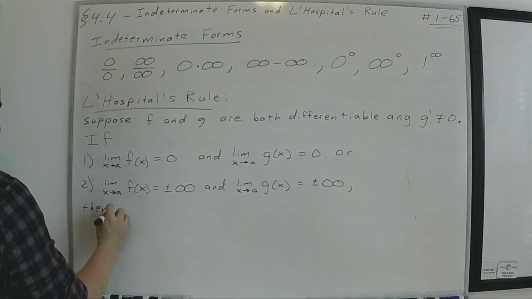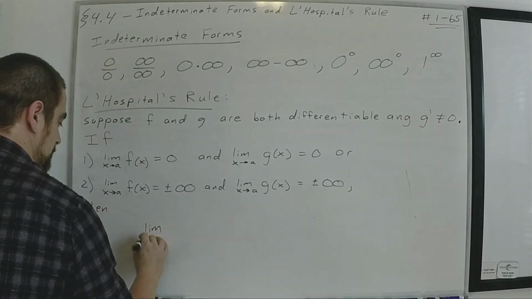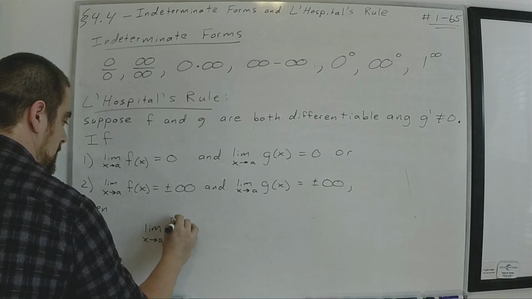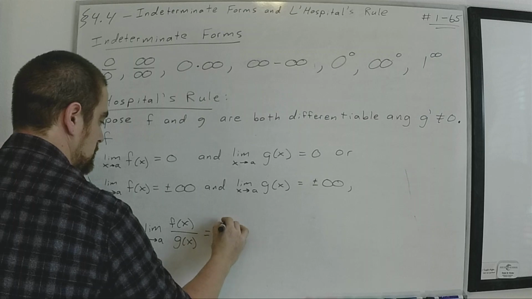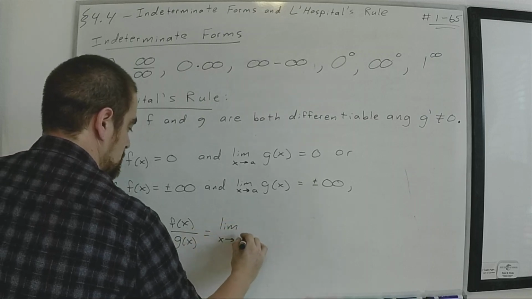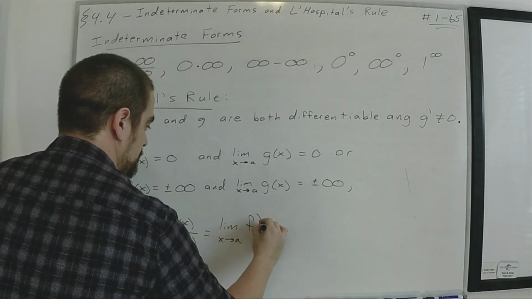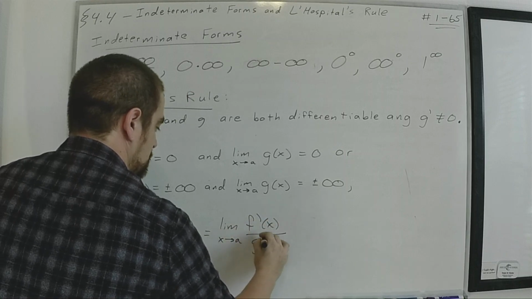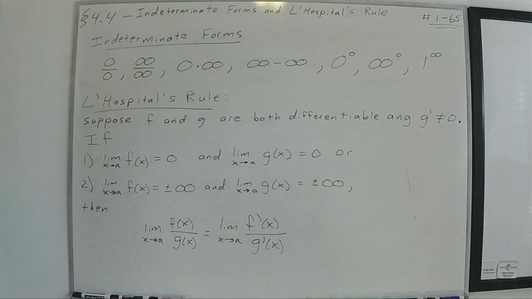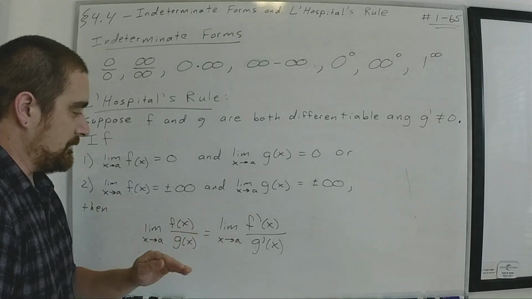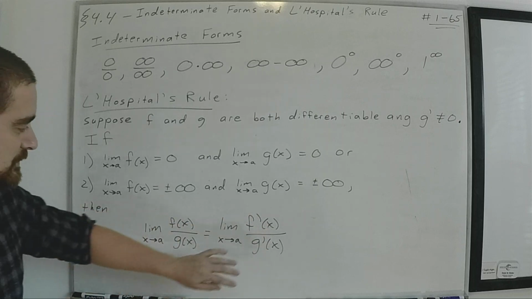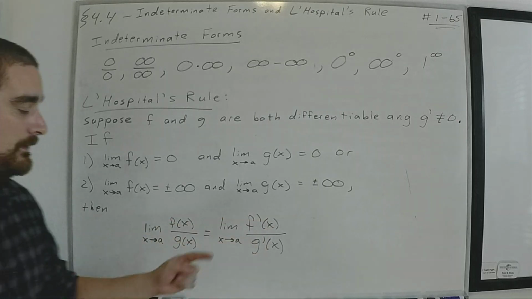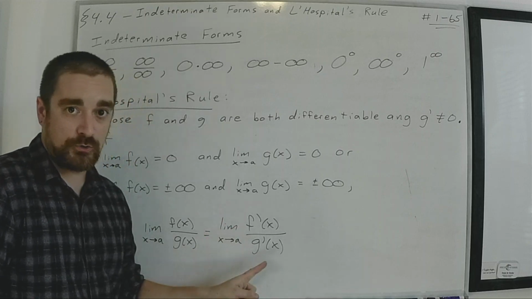Then the limit as x goes to a of f of x divided by g of x is the same thing as the limit as x goes to a of f prime of x over g prime of x. So what this allows us to do is to differentiate the numerator, differentiate the denominator, and look at that ratio instead of f over g. We look at f prime over g prime. Now, quick note, this is not the quotient rule.